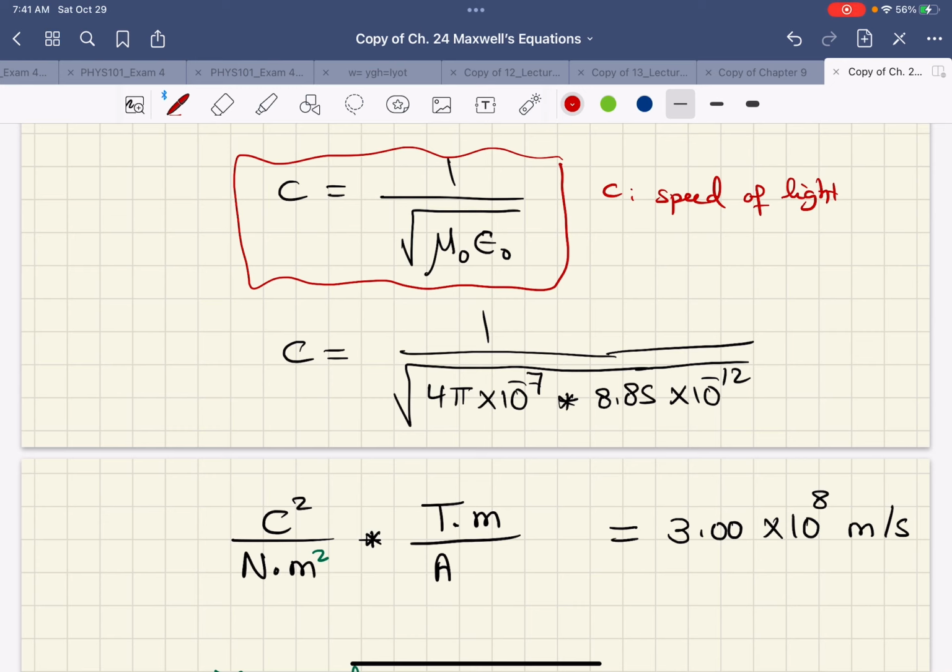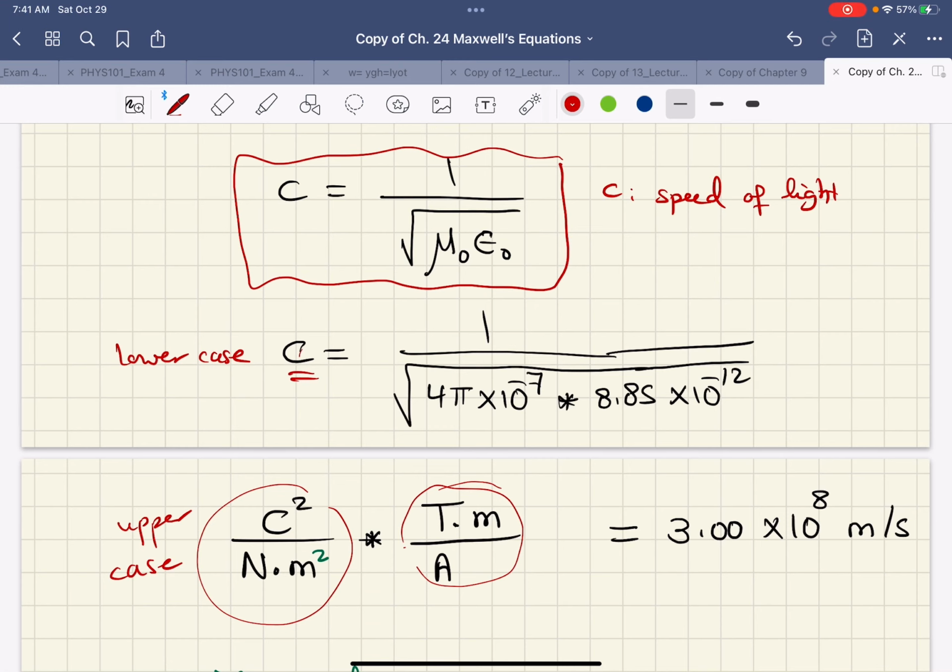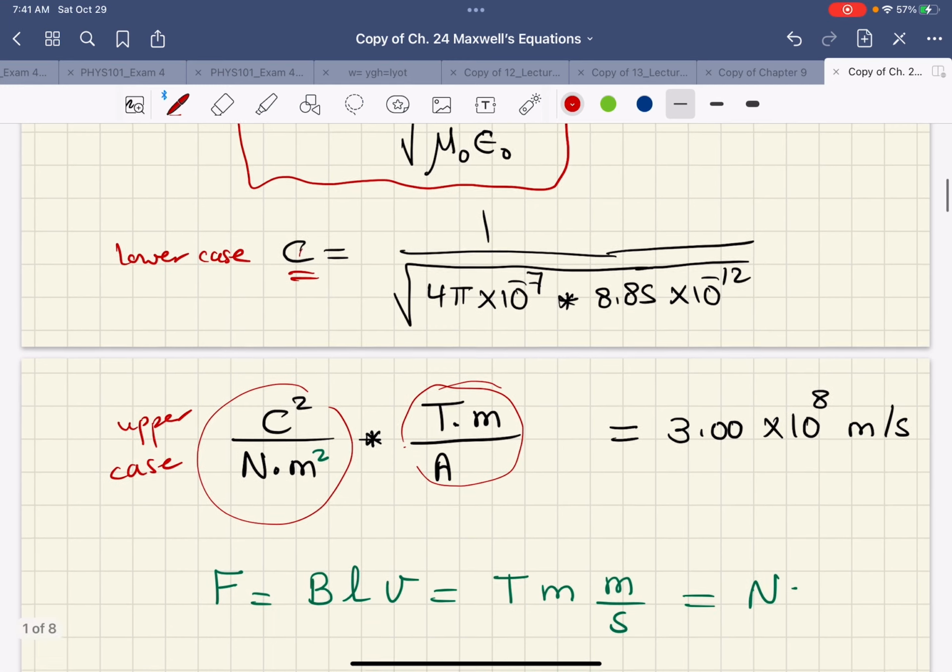Now the units here are consistent. This is 1 over the unit for mu 0, and this is for epsilon 0. Now this C here is coulombs, it's not c the speed of light. This is lowercase, and this is uppercase. The difference is that this is a physical quantity, and this is a unit.